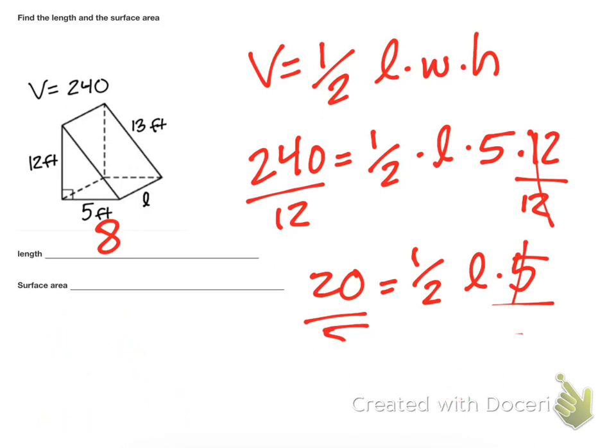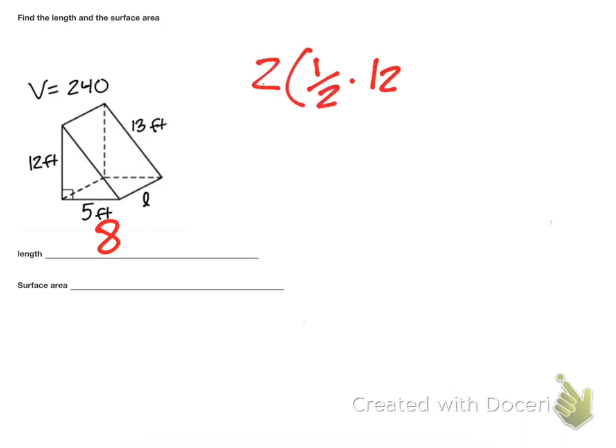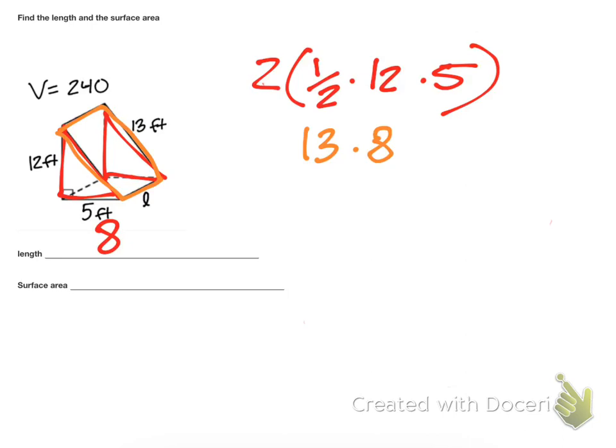And then I simply fill out all the rest of my problems. So when I'm filling this out, I know that I have 2 times 1/2 of 12 times 5. That's this side, and that's this side. Then I'm going to draw this side right here. My length is 8. That height is 13. 13 times 8. Then here, I've got this bottom piece. That's 5 times 8. And then lastly, I have this side right here, and that is 12 times 8.